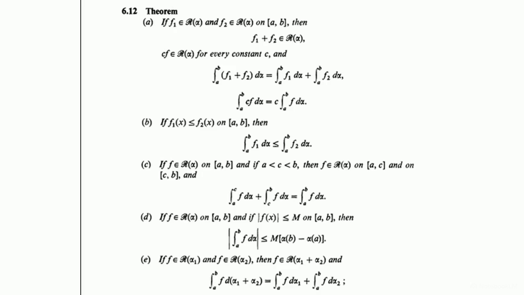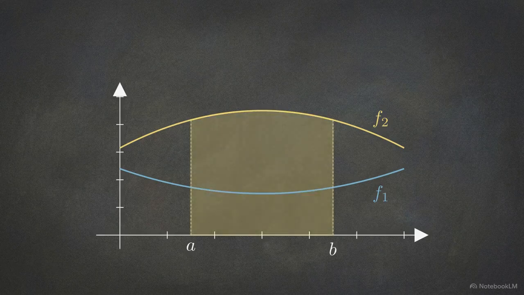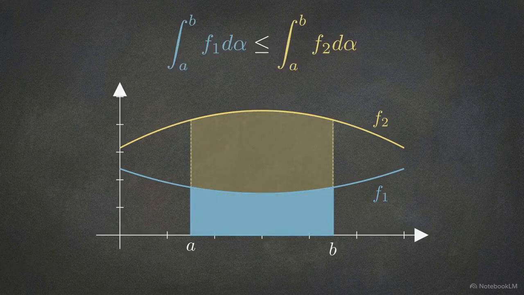Shifting focus from addition to comparison, Section B of the theorem introduces monotonicity. That states that integrals preserve the order of functions. The geometric translation is that if one curve is situated entirely lower than another, its total integrated area must be smaller. This leads to Theorem 6.12d, which uses monotonicity to build a rigid ceiling over an integral.